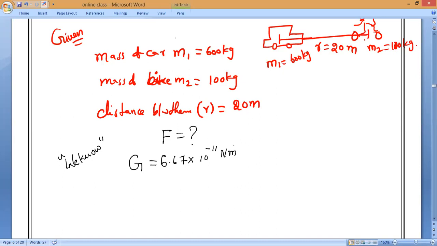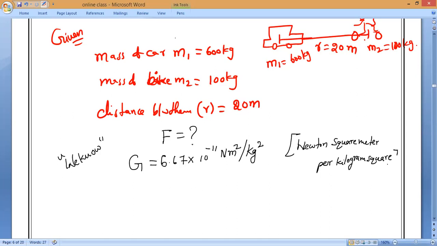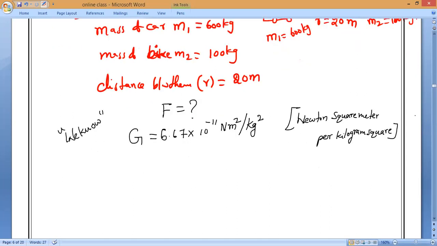Yes, please respond. Tell me. Newton square meter per kilogram square. Like I'm teaching LKG. You're saying nano; tomorrow you can say some other thing. Is it okay, Gokul?